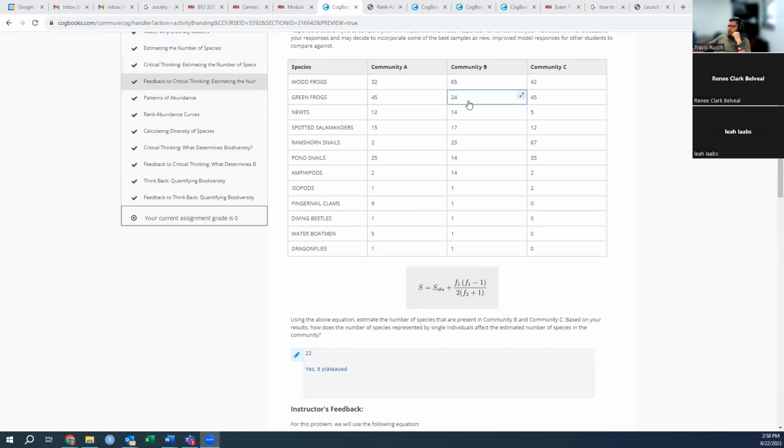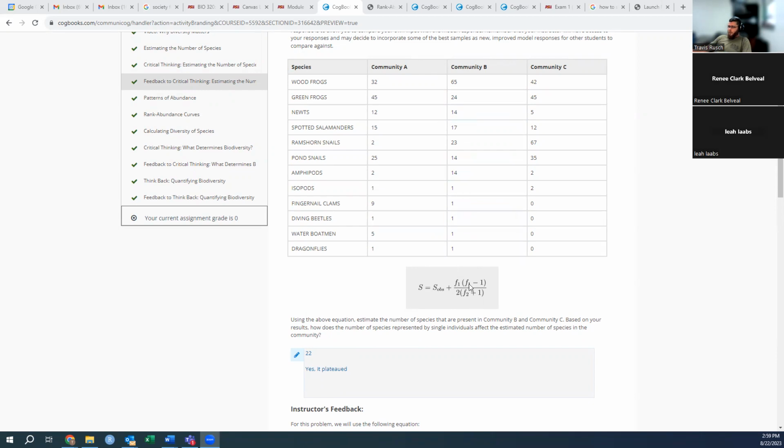Okay, so if we look at community B, this is the table we have, right? And we're trying to solve for S, so we've got to fill in S observed and the F1 and F2. So for community B, what is our S observed? That would still be 12. Yep, that would be 12 again. What is our F1 going to be? I got 5. That's what I see too. The bottom 5 are all values of 1. And then what about our F2? I got 0 for that one. Yep, I got 0 for that too, because there's no single species that had only 2 individuals observed.